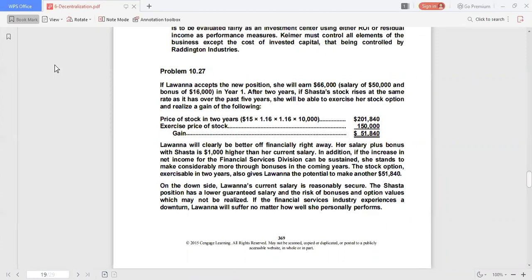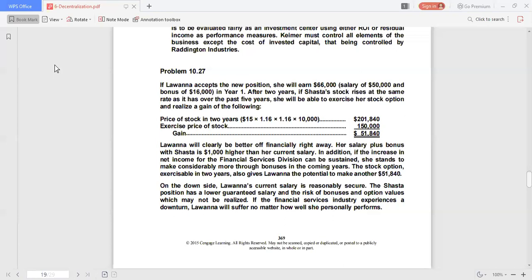Now we have a gain. So we have now the price of the stock in 2 years. You multiply by 1.16. That gives 201,840, and the cost of the stock is 150,000. So you have a gain. Lawana will clearly be better off financially right away. Her salary plus bonus is $1,000 higher than her current salary.